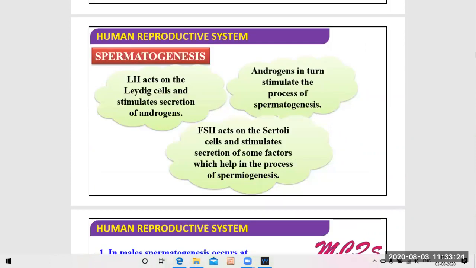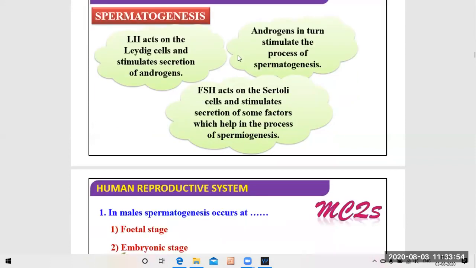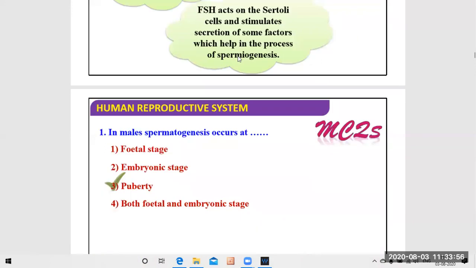The LH acts on the Leydig cells and stimulates secretion of androgens. What does LH do? It causes secretion of androgens, and androgens in turn stimulate the process of spermatogenesis. FSH also acts on the Sertoli cells and stimulates secretion of some factors which help in the process of spermatogenesis. With the help of each other, the spermatogenesis process is carried out. So this is about spermatogenesis.